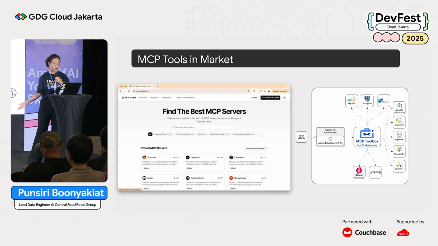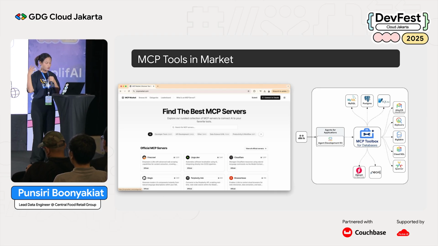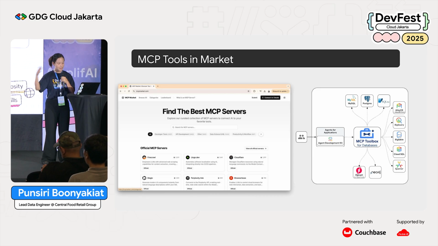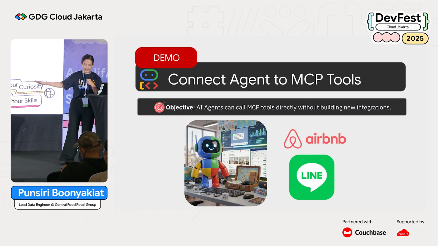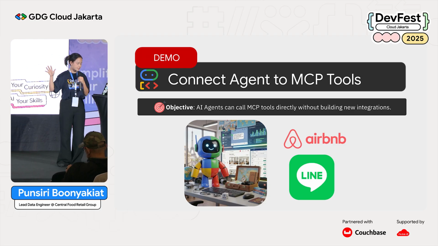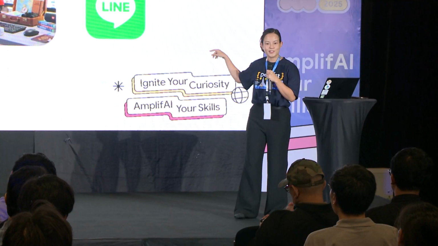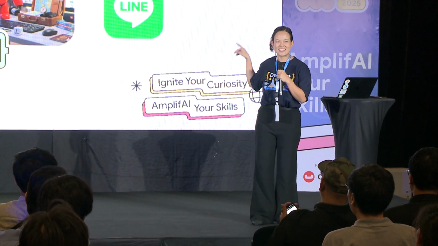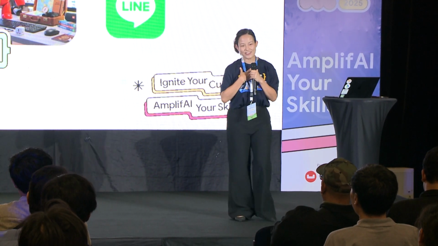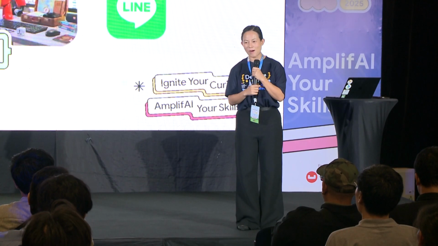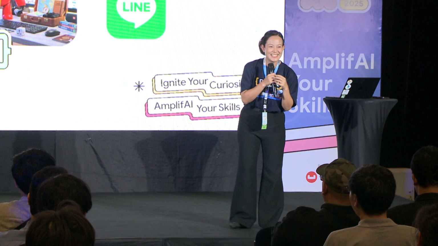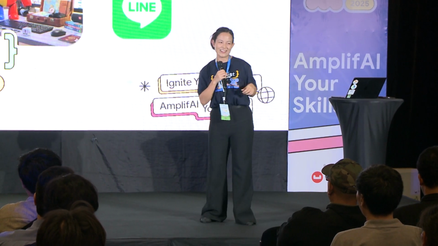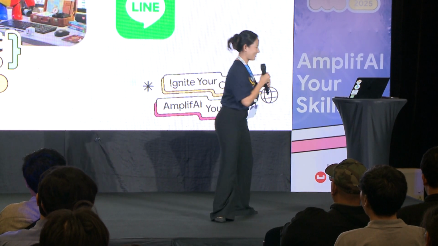So how do you find an MCP, right? You can find it in an MCP marketplace, or you can find it in Google. Today, what I bring to demo to you is an MCP tool of Airbnb and Line. Do you know the Line application? Yes, I know. In Thailand, the live chat app is very popular. Like here, you use WhatsApp, right? In Thailand, we use Line all the time to chat about everything.